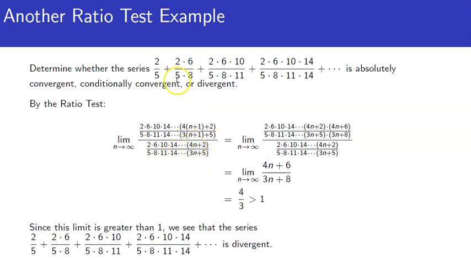If I put in 0 for n, I need to get 2 out on top, so that's where the plus 2 is coming from. If I put in 0 for n here, I need to get 5 on the bottom, so that's where the plus 5 is coming from. So this expression here represents an arbitrary term in our series. This would be our a sub n piece, if you will.